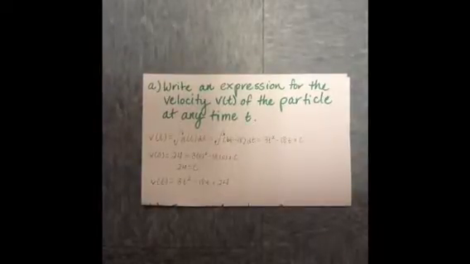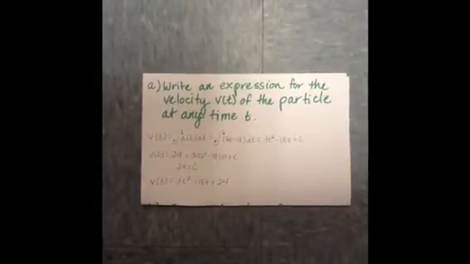Part A reads, write an expression for the velocity v of t of the particle at any time t. And remember, in the original problem, the only equation we were given was a of t equals 6t minus 18. So something should go off in your head that says, to get to velocity from acceleration, I need to integrate. So we have the relationship v of t equals the integral of a of t dt. So we're going to plug in our equation for a of t, and when you integrate, you get 3t squared minus 18t plus c.